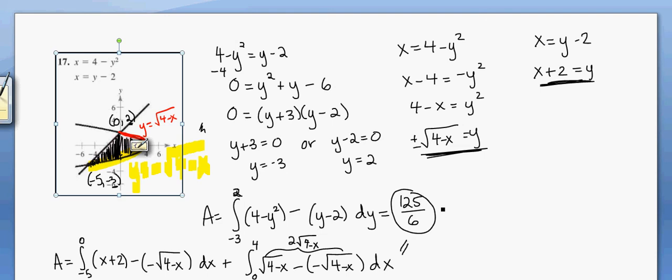In this case, it was much easier to work in terms of y, because we only had to do one function minus the other. That's mostly because x is a function of y here, and y is not a function of x. So there you go. That's how we do that problem.